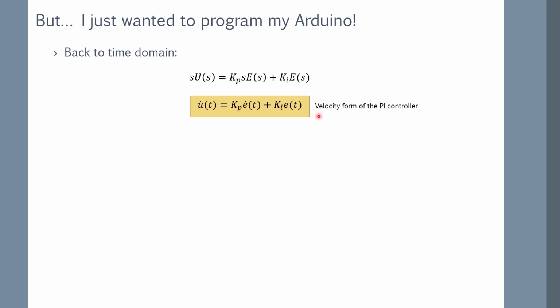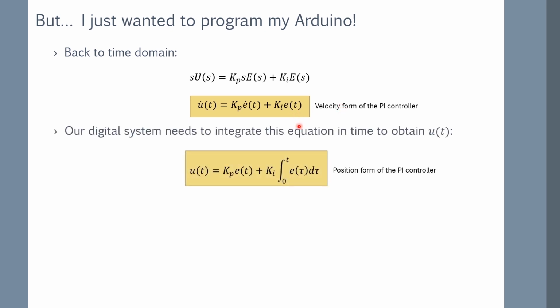So this is what we call the velocity form of the PI controller, where we're basically equating the velocity of the output variable U as a function of the velocity of the input variable and its current value. This is somewhat useful, but it's a little bit difficult sometimes to implement. So I think the position form is a little bit easier to understand.